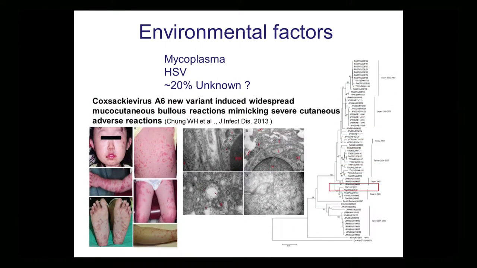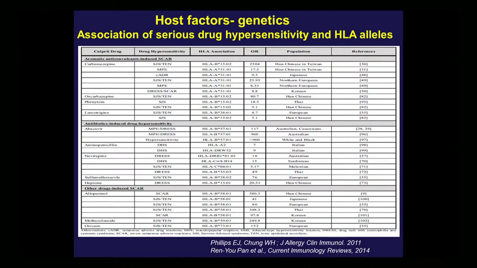For example, we recently identified a virus in Taiwan, an enterovirus called coxsackievirus A6. It's a new variant in which the virus caused an antigen shift. Then we observed many children develop very severe generalized skin reactions mimicking Stevens-Johnson syndrome. So some viruses can have a similar antigen, and they are able to trigger our immune system in a way like Stevens-Johnson syndrome.